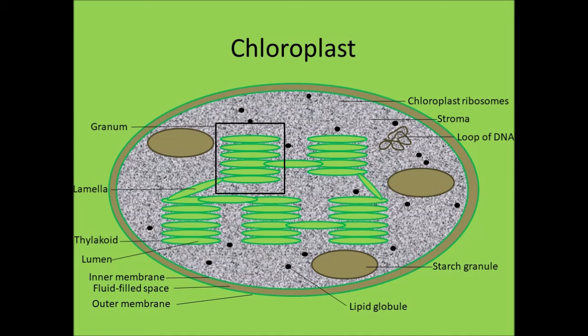Also contained in the stroma are starch granules, which act as storage units for starch, and lipid globules, which store lipids used to make fats. In addition, there is a loop of DNA and many ribosomes which regulate the production of proteins and which are remnants of the primitive organism that the chloroplast is thought to have been derived from, and which plants came to incorporate. So the thylakoids once again are stacked into a pile known as a granum, and each granum is connected to other grana by means of the double membrane extensions called the lamellae as previously mentioned.